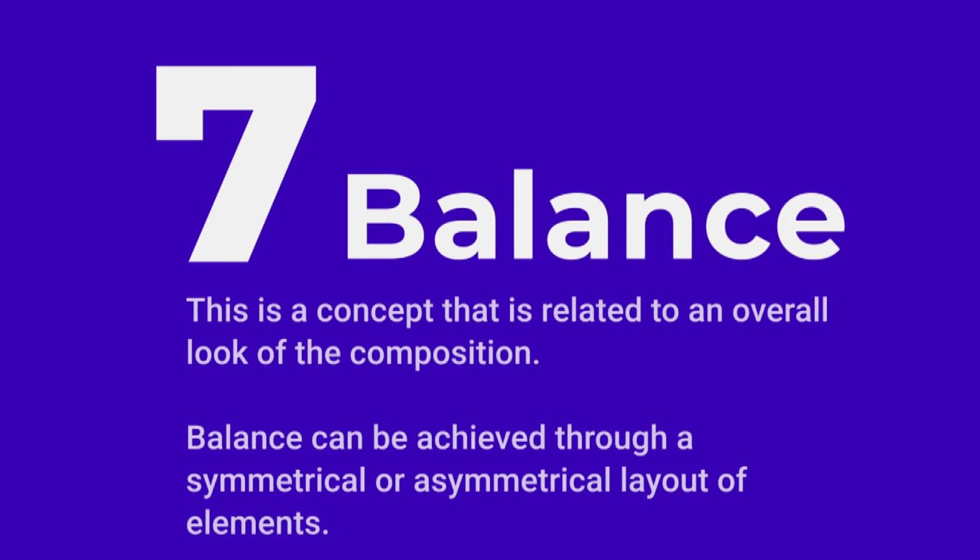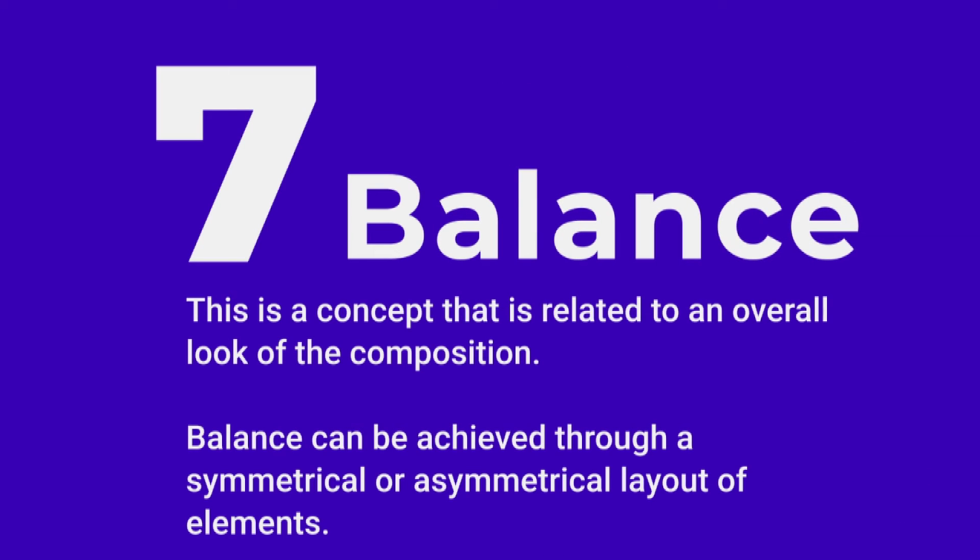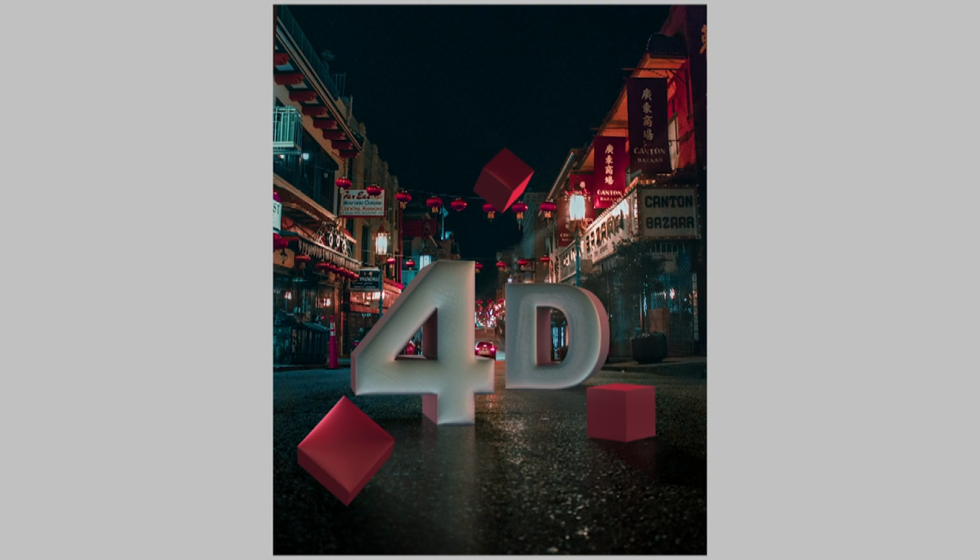The seventh principle is balance. This is a concept that is related to an overall look of your composition. Balance can be achieved through the symmetrical or asymmetrical layout of your elements. In this 3D scene that you are going to create in the 3D section, we have the balance of the elements. We have distributed the letters and the box on the sides so we can make some balance in the scene.